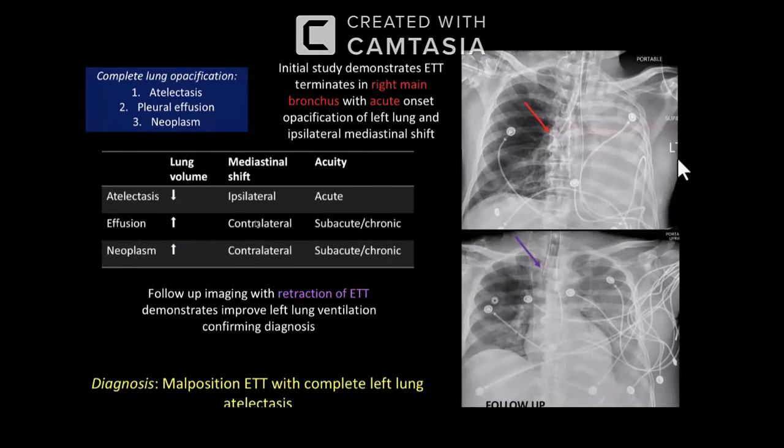So remember, in effusion, there will be a contralateral mediastinal shift, and neoplasm usually causes a contralateral mediastinal shift. Atelectasis is always towards the ipsilateral side. So whenever you see a complete lung opacification, these three have to be your top differentials: atelectasis, pleural effusion, and neoplasm. So this was a case of a malpositioned endotracheal tube with complete left lung atelectasis.